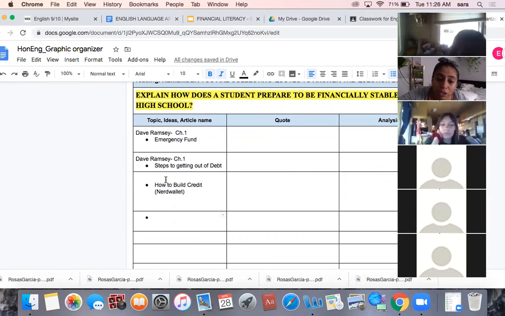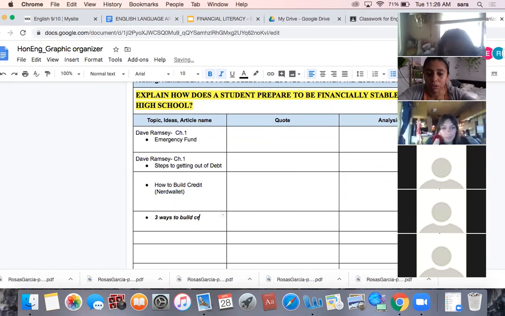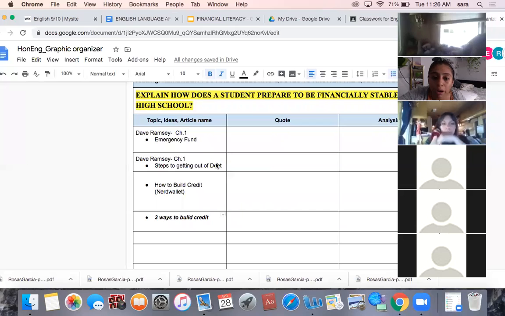And now you're going to choose, where does it say how to build credit? And then the 3 types of, there's more than 3, the 3 ways to build credit. So once again, you're grabbing me 2 quotes per article.